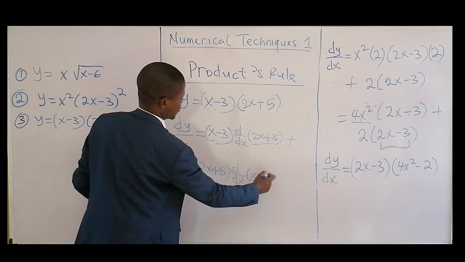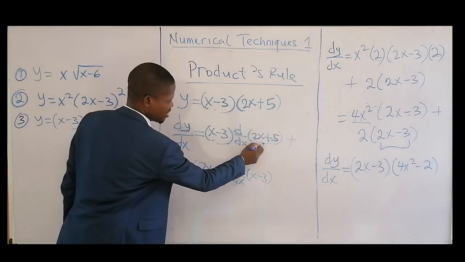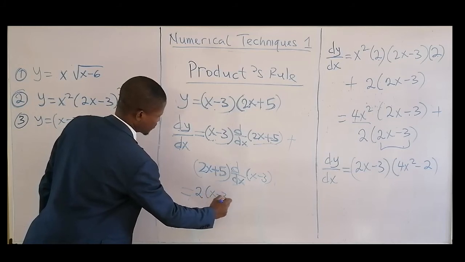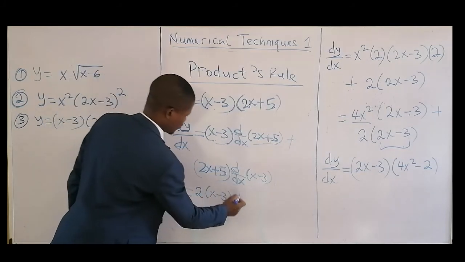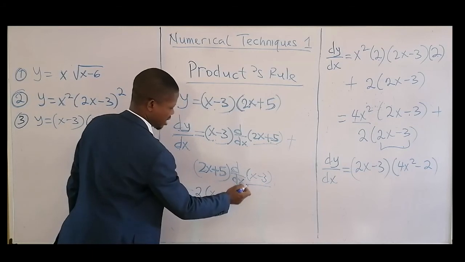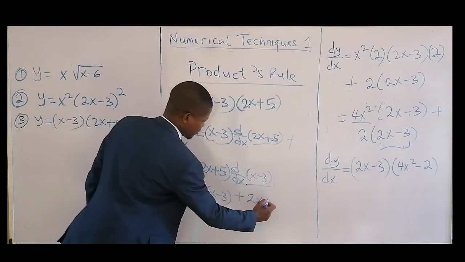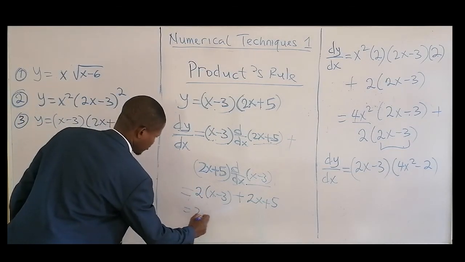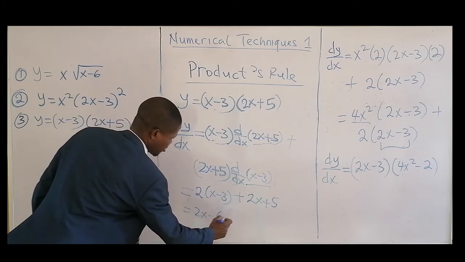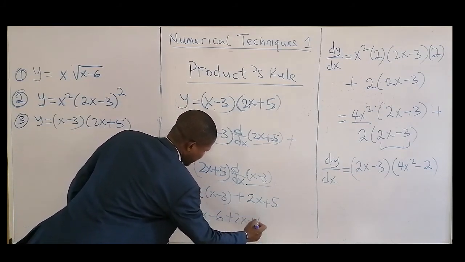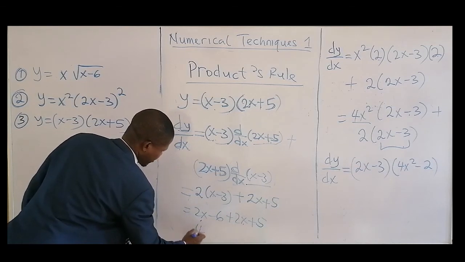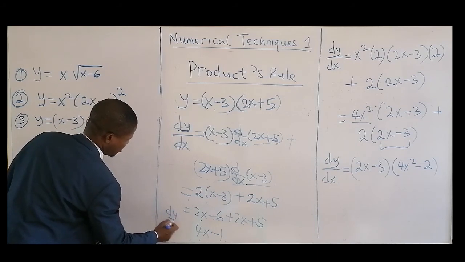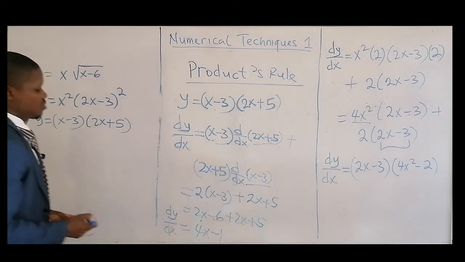So, the derivative of this one is what? 2x plus 5, that will give us 2. So we have 2 into bracket x minus 3, okay, then plus. The derivative of this one is 1, so I have what? Plus what? 2x plus 5. So the next thing to do is to open the brackets. 2 times this, that's what? 2x. 2 times minus 3, that's minus 6, plus 2x plus 5. So 2x plus 2x, that's 4x. Minus 6 plus 5, minus 1. So that's what? That's the dy/dx. So that finished the work. Okay?